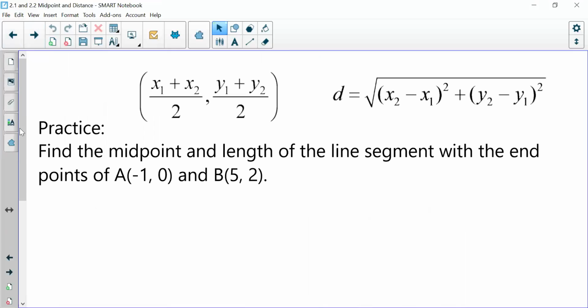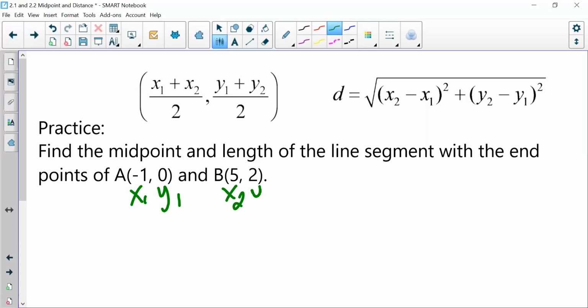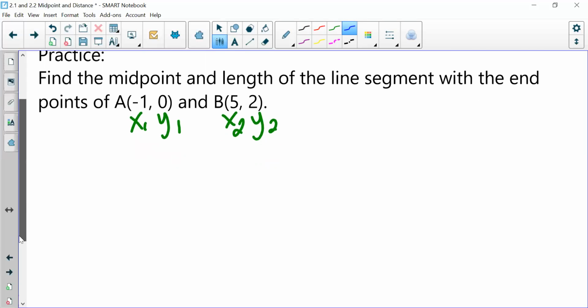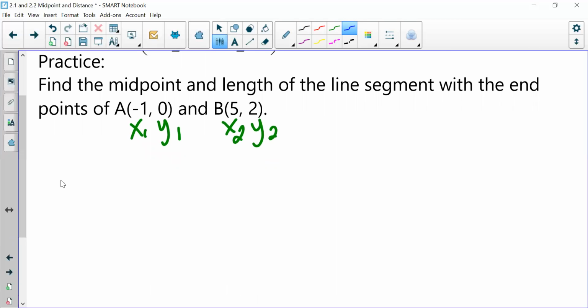So let's practice this. The first thing I want you to do is to label your points, x1, y1, x2, y2. I know that seems very elementary, but it will help us to not make a mistake. The ones have to come from the same point, and the twos have to come from the same point. But it doesn't actually matter which one you label the ones and the twos, just make sure the subscripts go together.